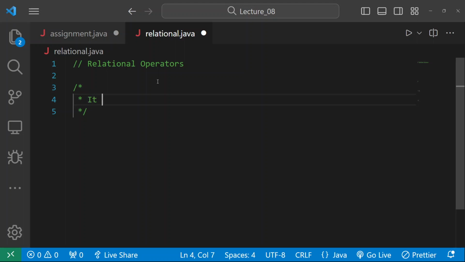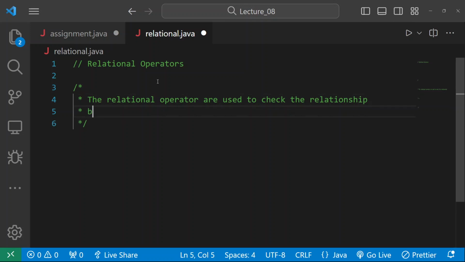It will be good. So, the relational operators are used to check the relationship between two operands. Let me write it in the proper way.